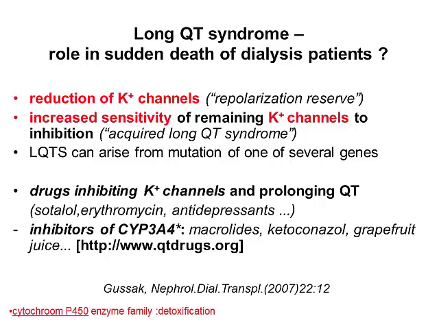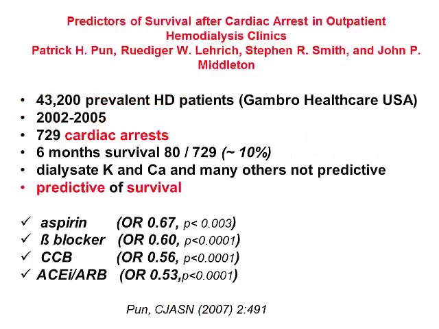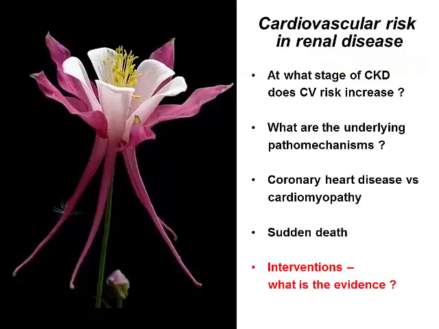And that's very important because grapefruit was discovered only 10 years ago as being one of the causes of this very important complication. A study in dialysis patients with a huge number of cardiac arrests showed that only 10% survived the cardiac arrest. And one of the factors which protected to a certain extent is aspirin, beta blocker, and an ACE inhibitor or ARB treatment.